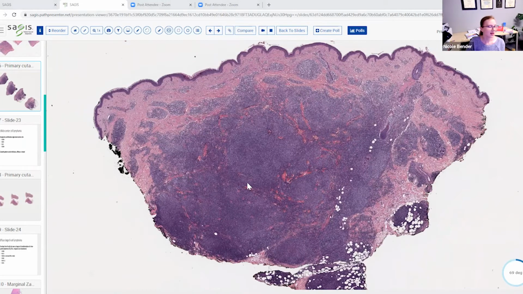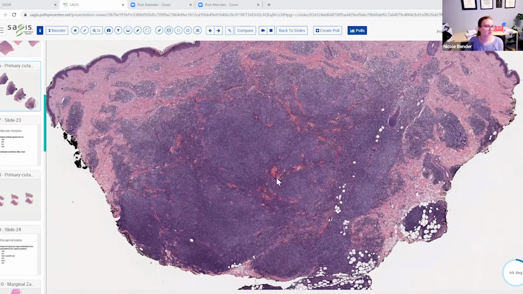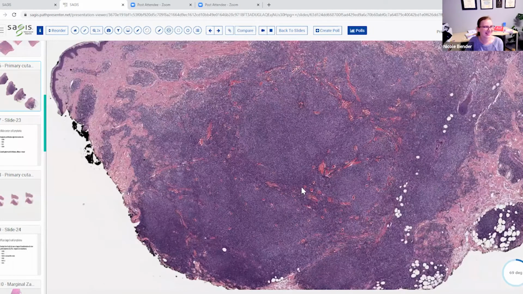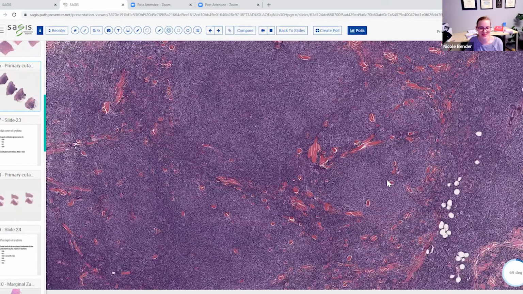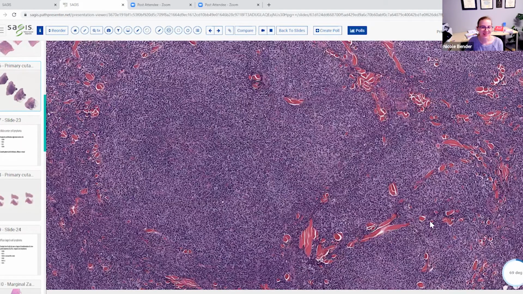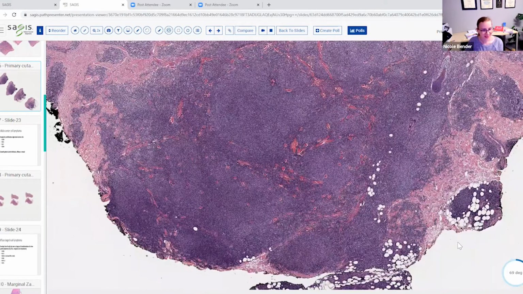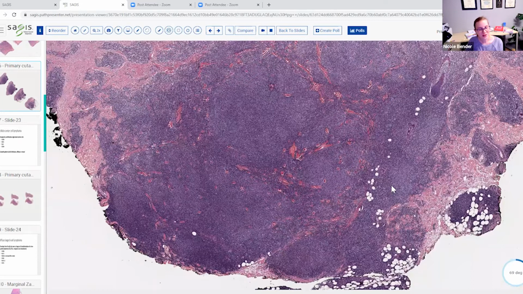This one now, it's more diffuse or sheet-like. There are some nodules of cells, and sometimes if you squint, or I guess from far away, maybe you're trying to say that this is trying to look like a follicle, but really a lot of it is not. There's no architecture to it. It's just diffuse sheets of these lymphocytes. So there's no follicular structure for this one. So this is diffuse pattern follicle center lymphoma.